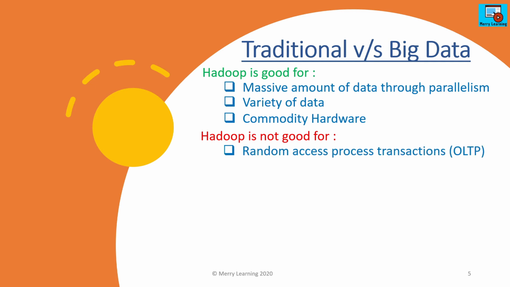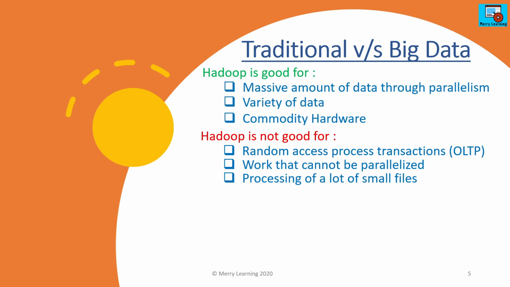If there is a requirement for random access process transactions, that is, online transaction processing or OLTP, Hadoop is not a good fit. This is because Hadoop doesn't have the capability for updates, but has only deletes, inserts, or appends. Similarly, if work cannot be parallelized, if there is processing of a lot of small files, intensive calculations with little data, or if there is a requirement for OLAP, which is Online Analytical Processing, or DSS, Decision Support System, Hadoop is not the right choice.